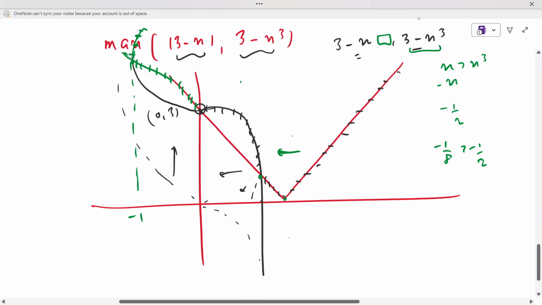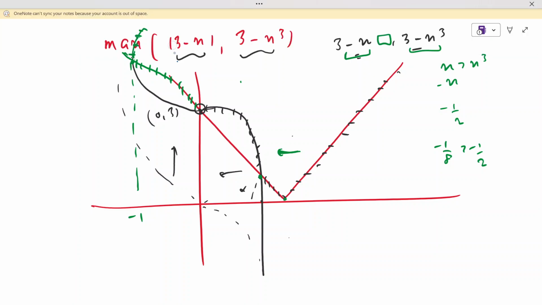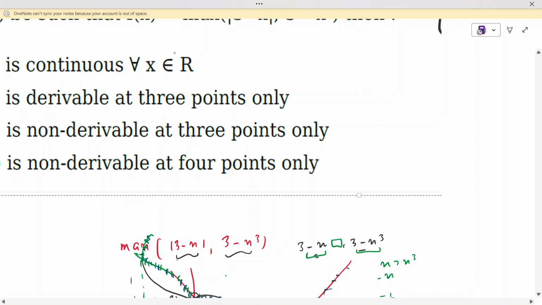And let's say at minus 1 by 2 I'm checking. At minus 1 by 2, which is bigger? This one is bigger for sure. Okay, clear. So this is the graph which we have drawn, and this is the maximum part.